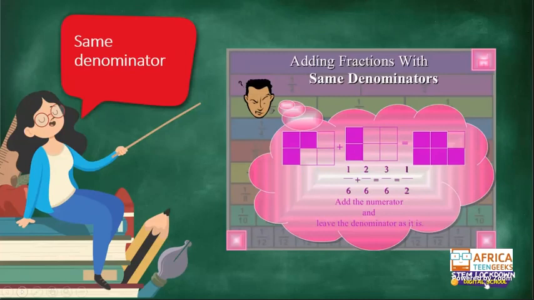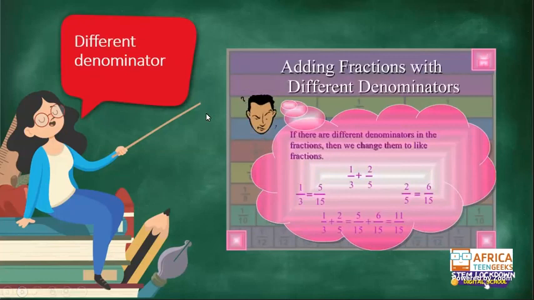On to our next slide. If there are different denominators in the fractions, then we change them to like fractions. Remember yesterday how we converted like fractions to unlike fractions and unlike fractions to like fractions. Remember how we completed that exercise yesterday.